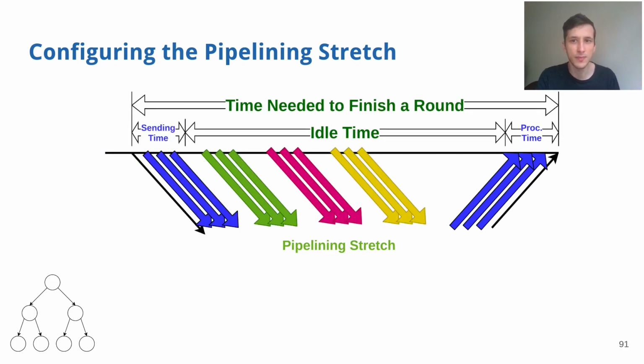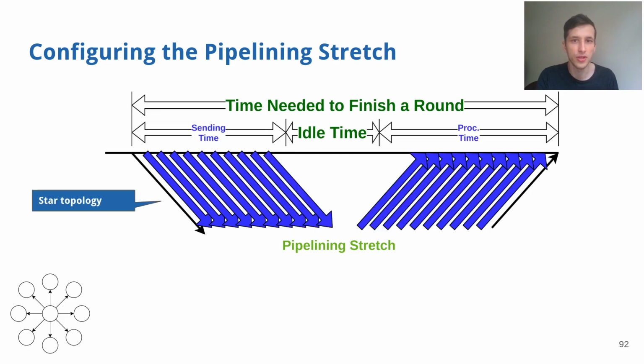Let's look at this from the perspective of the star topology to understand its limitation. A star is, roughly simplified, a special case of a tree with a fanout of n-1. And as such, with this very large fanout, in comparison to our tree approach, in the star the sending and processing time dominates the total time.